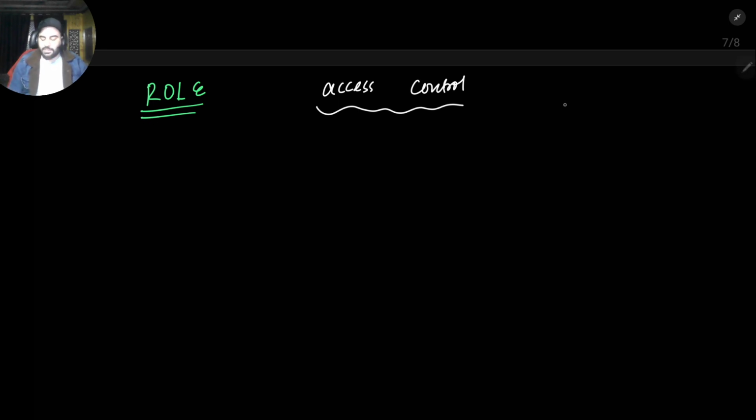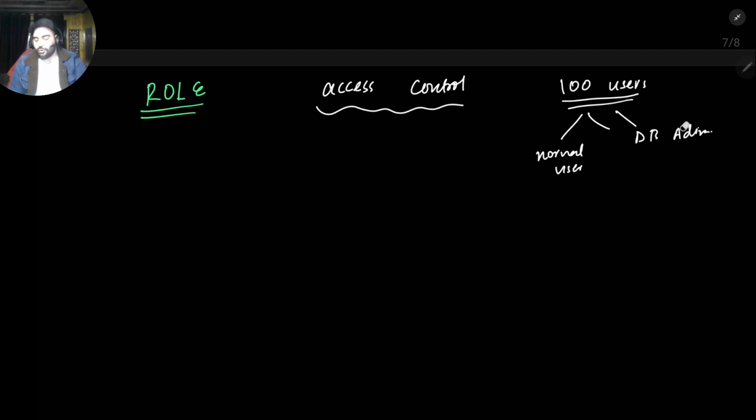Let's suppose you are creating a website, or you are creating something. In that you have 100 users, and you are categorizing these users into different roles. Maybe somebody is just a normal user. Maybe somebody is a database administrator, so he should have access to all the things. By using this role command, you can restrict or give access to people. So you will create roles for people.